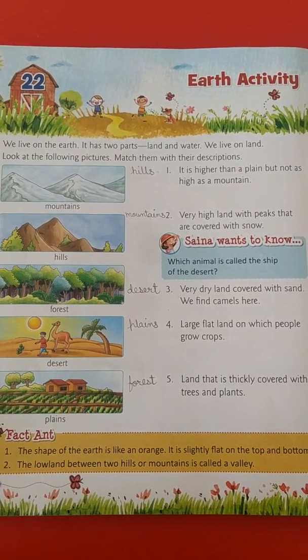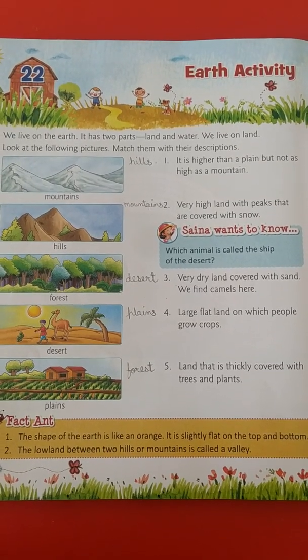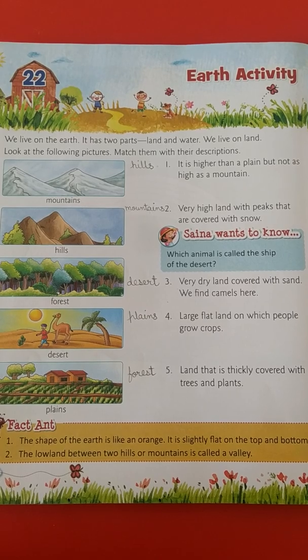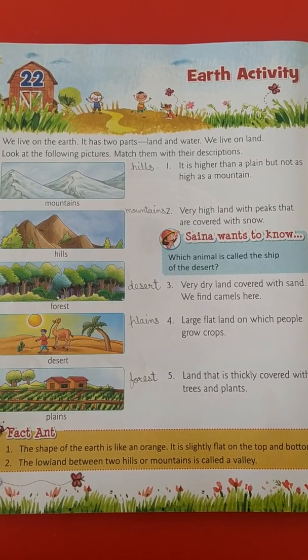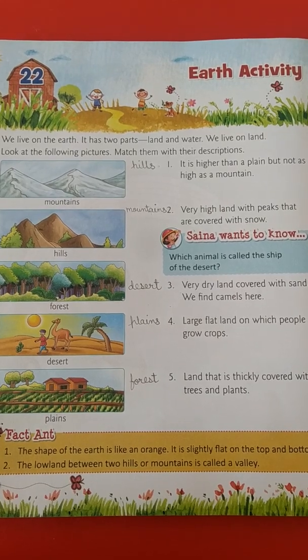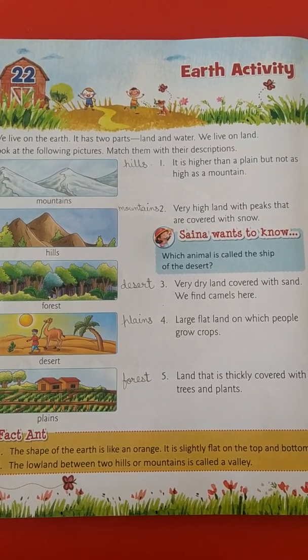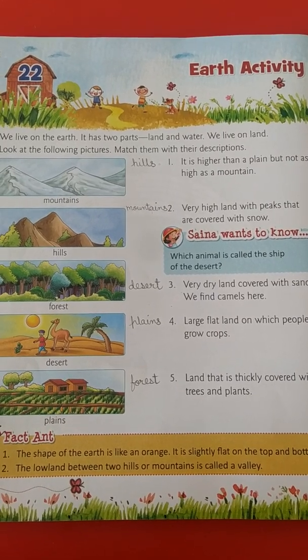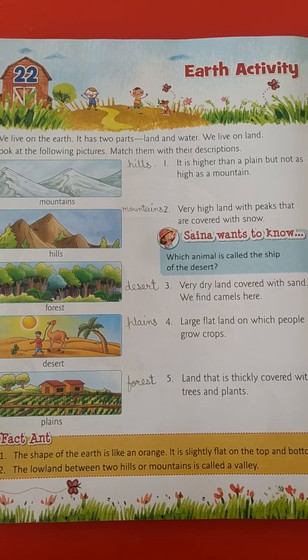A land that is thickly covered. What do you mean by thickly covered over here? Thickly covered means the trees are very nearby, growing close together. Okay, that is totally covered. This land is totally covered with trees and plants. That is known as forest.